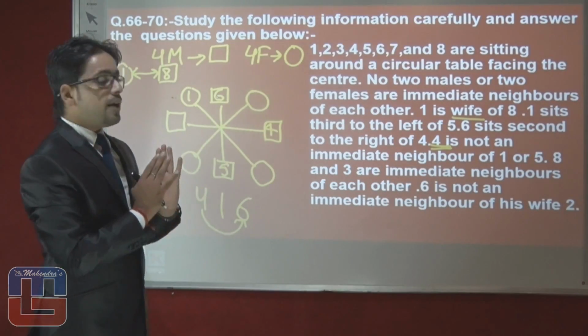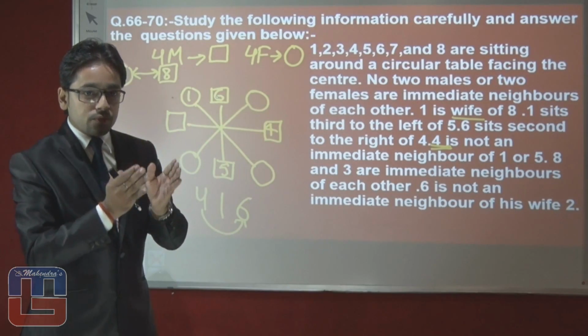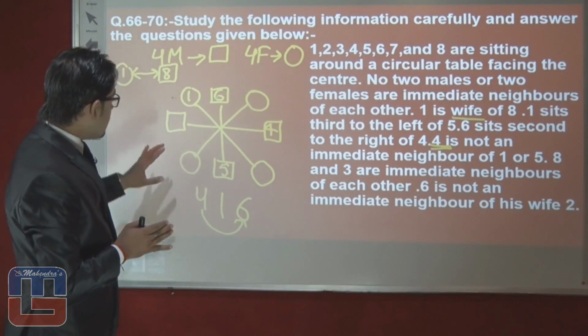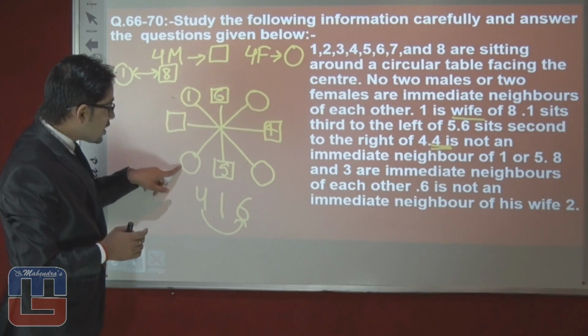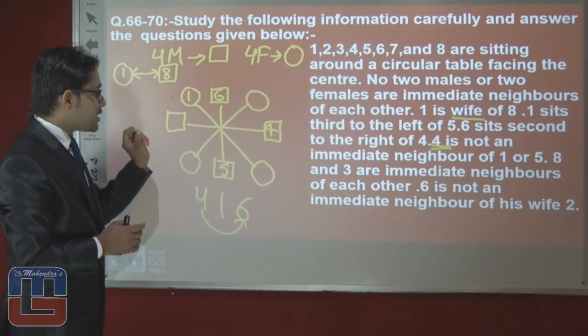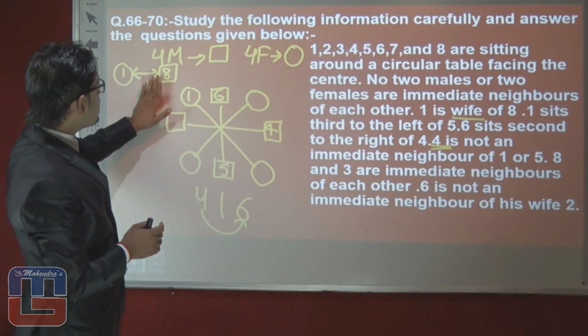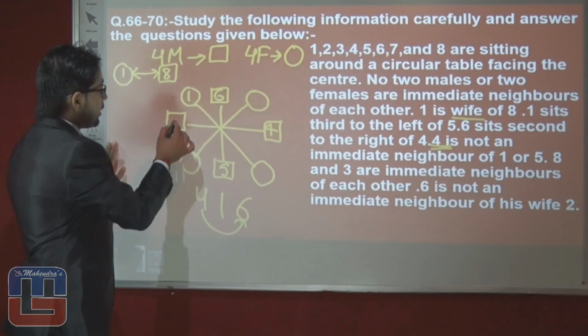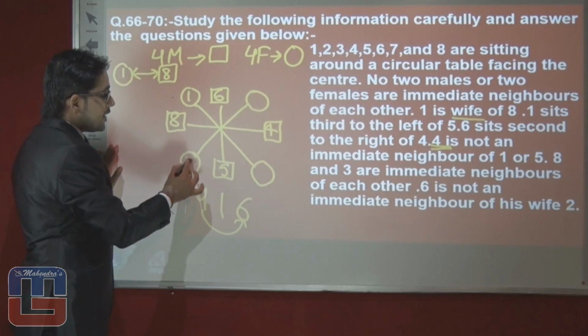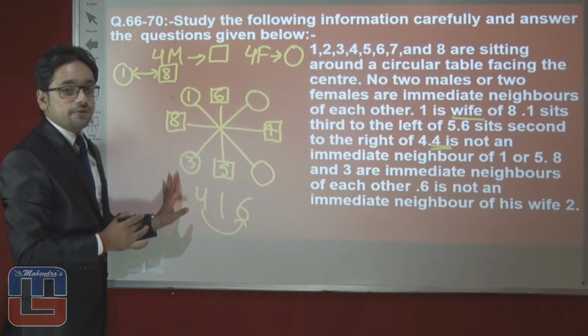It means we have to find two chairs which are nearer to each other, and we can easily find two chairs which belong to 8 as well as 3. As per the requirement of the condition, you can see here 8 is a male member, so we can put 8 over here, and 3 is a female, we can easily identify.